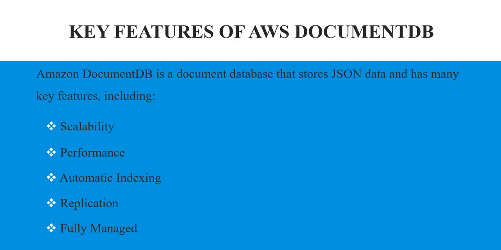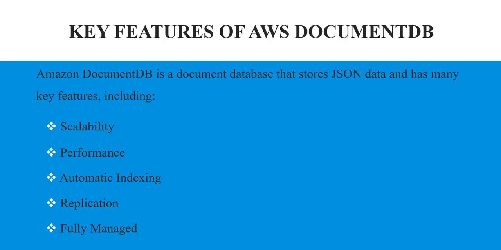The next thing is key features of Amazon DocumentDB. It's a database that stores JSON data and has many key features including scalability, performance, automatic indexing, replication, and being fully managed. Let's see the key features one by one. Scalability: DocumentDB scales automatically to meet workload demands. It can scale compute resources independently from storage resources.